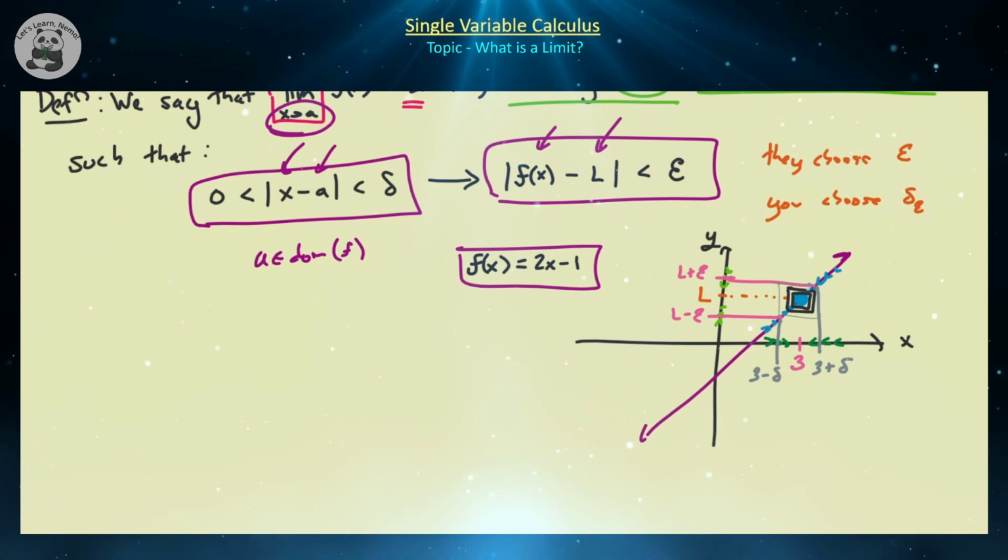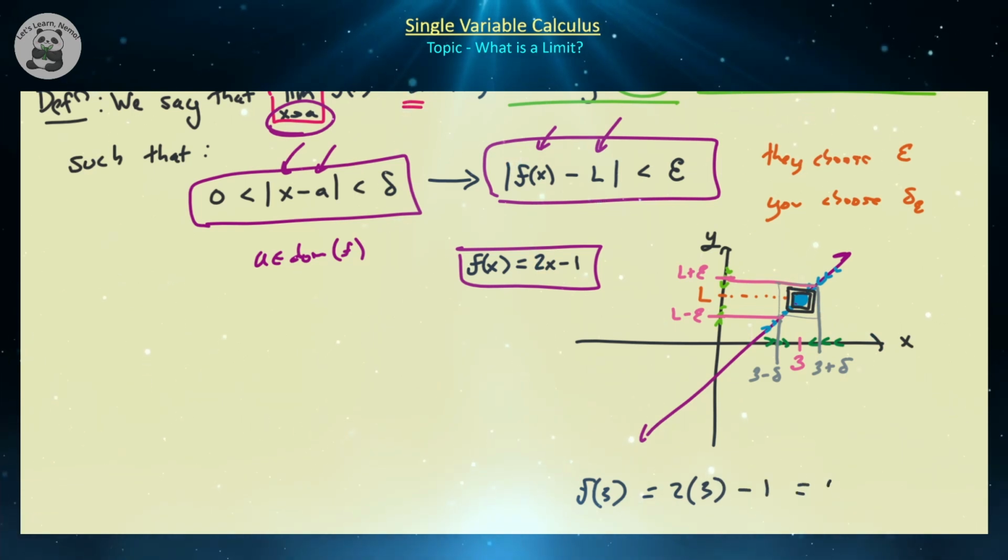So does this curve have that unique point which it approaches? Well, in this case, it looks like it's going to get closer and closer to f of 3, which we know is going to be 2 times 3 minus 1, which is 6 minus 1, which is 5.